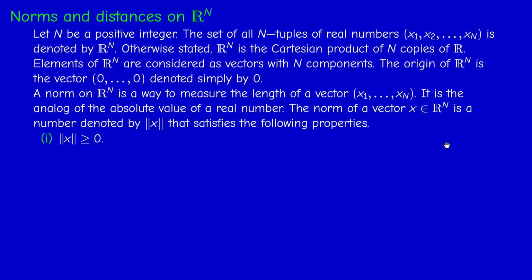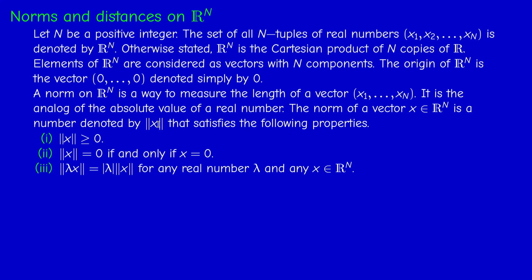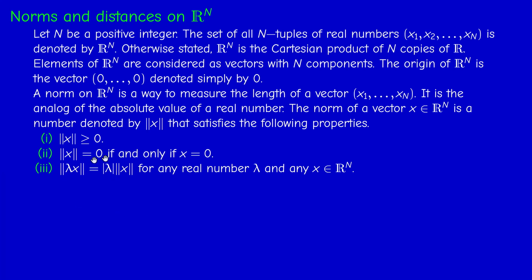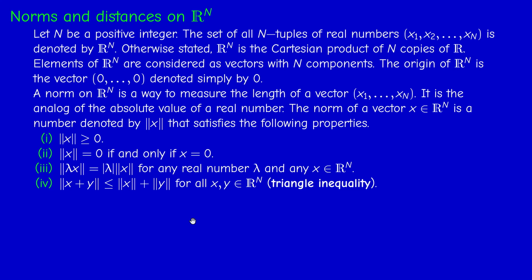So a norm in general on Rn is a real number, denoted with two vertical lines, the norm of x. It should be non-negative. First property, non-negative: it's 0 precisely when the vector is 0. When I multiply by a scalar lambda, this is what you call homogeneity. The norm of a multiple of x is the multiple of the norm of x, but in absolute value, because lambda could be negative. And we have the triangle inequality as well. This is the definition of a norm.